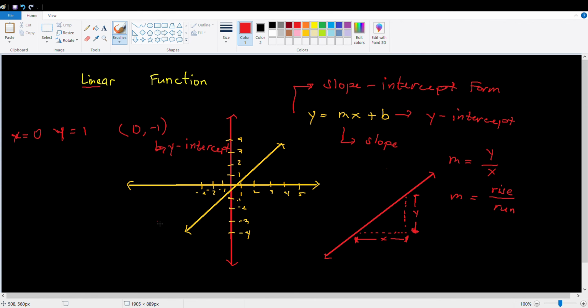So that is where the line crosses the y-axis. That means the point where the line passes through the y-axis relative to the origin is our y-intercept. Okay. I'll just remove this.